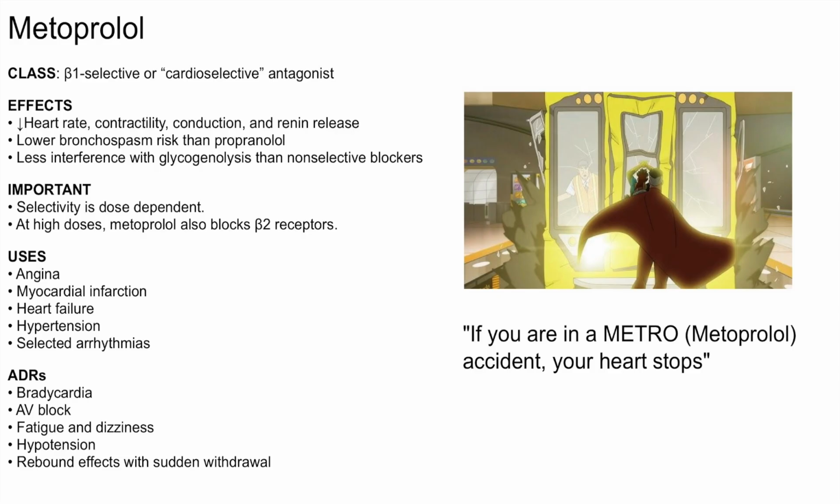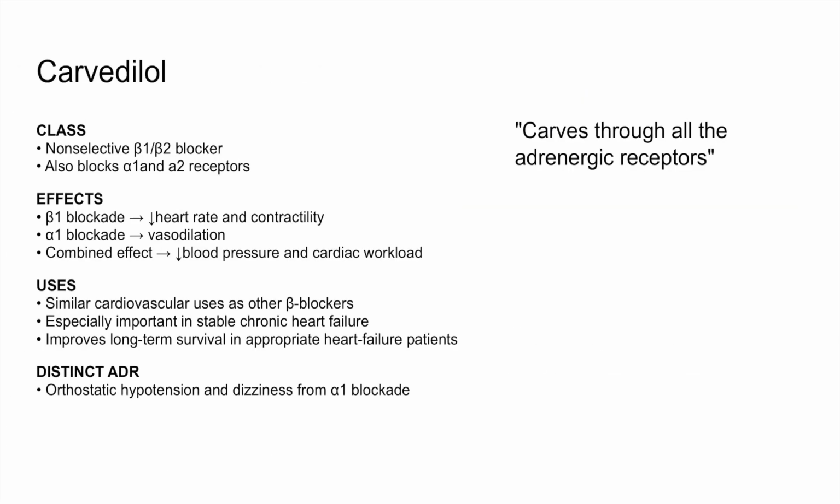So there you go. All right, so carvedilol combines non-selective beta blockade with alpha-1 blockade. Beta-1 blockade slows the heart and decreases contractility. Beta-2 blockade creates the usual pulmonary and metabolic concerns of a non-selective beta blocker. And alpha-1 blockade dilates arteries and veins. The overall result is a decrease in blood pressure, afterload, and cardiac workload.